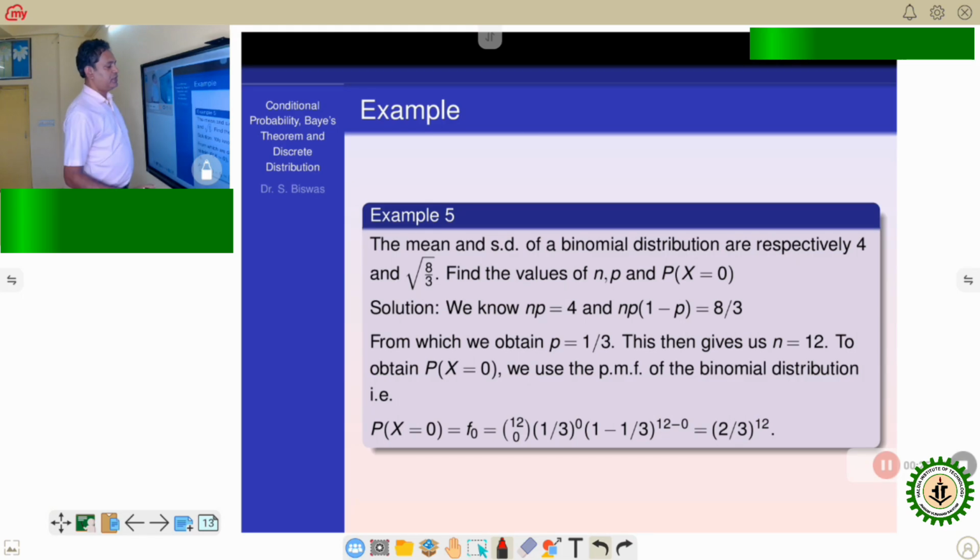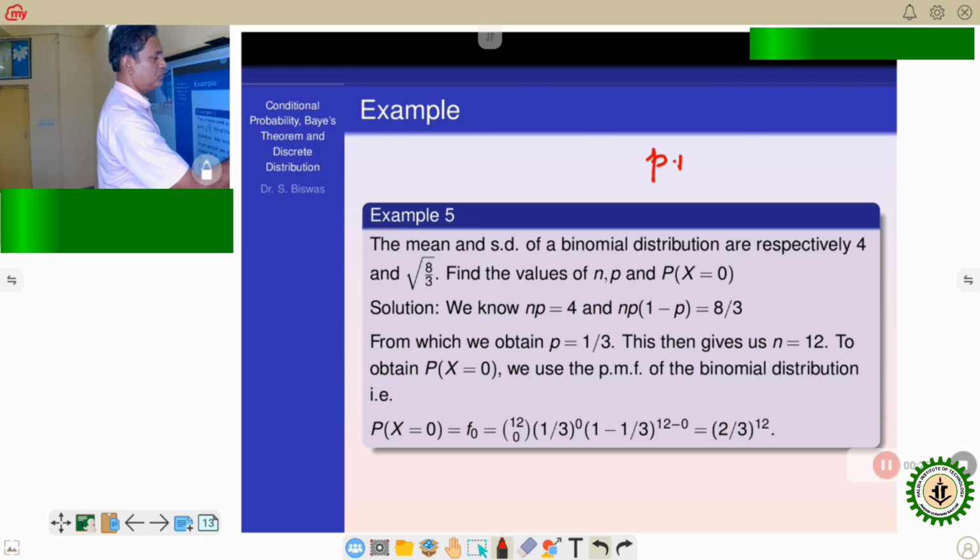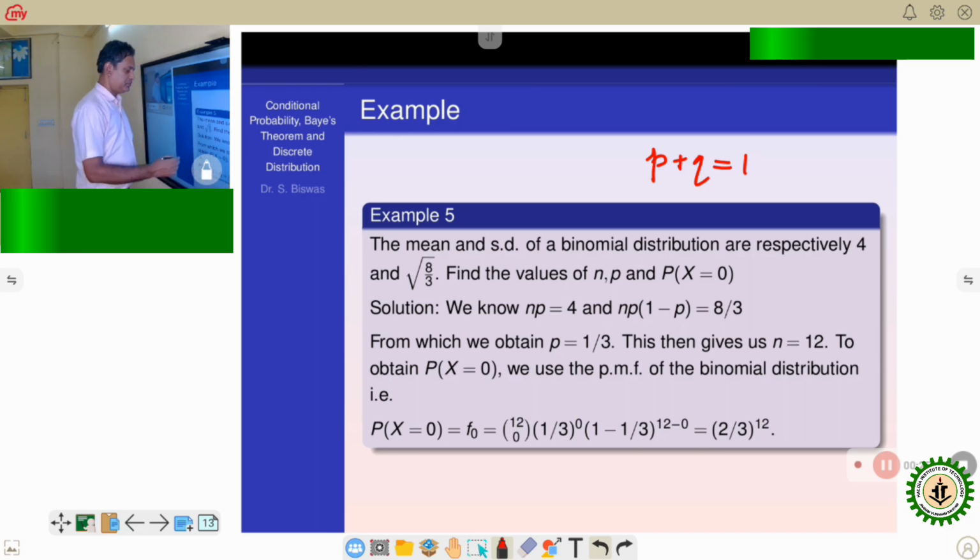Next, we take an example to understand how this works, and it's a simple example. The mean and standard deviation of a binomial distribution are given. Find the values of n, p and the probability at 0. Now we know np equals 4, from the previous result where we have seen mean is equal to np and variance is equal to npq. Also remember one more thing, p plus q should always be 1. So in place of 1 minus p, you can replace it with q, or q is equal to 1 minus p. From which we obtain this, and this then gives us n equal to 12.